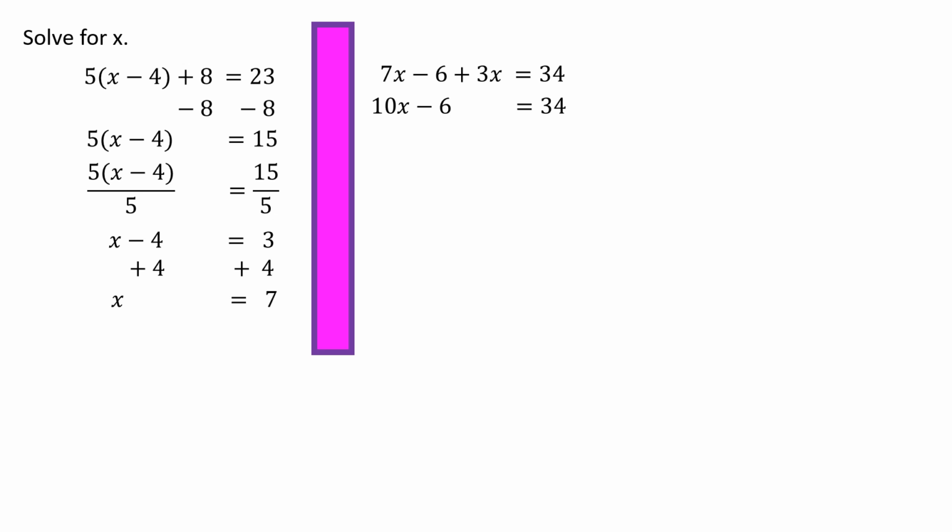Undo adding or subtracting. Well, we better add 6 each side. So 10x equals 40. Opposite of multiplying by 10 is dividing by 10. Divide both sides by 10, and we come up with 4. Again, notice I try to keep the equal sign falling straight down the page, and as much as possible, I try to keep my variable x falling straight down the page.